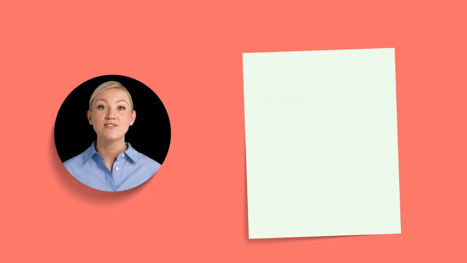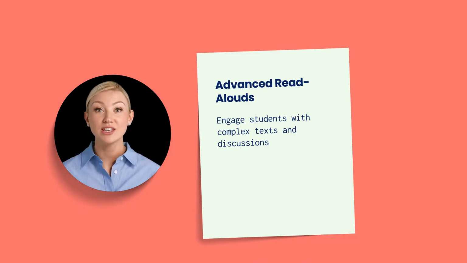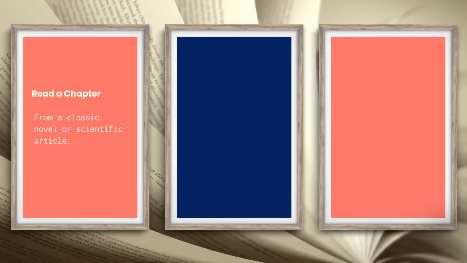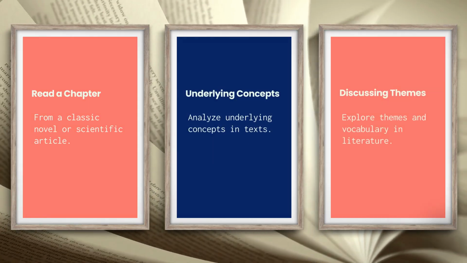Engage students with advanced read-alouds and discussions. Read and analyze complex texts, followed by in-depth discussions and critical analysis. For example, read a chapter from a classic novel or a scientific article, discussing themes, vocabulary, and underlying concepts.